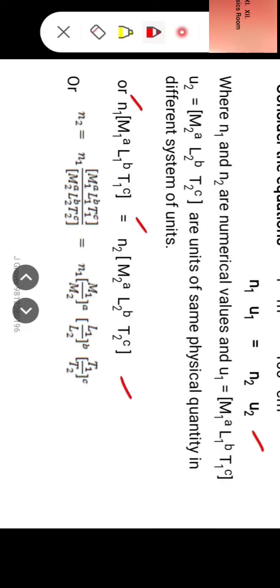From this equation we can calculate the value of N2, which is equal to N1 into M1 raised to power A, L1 raised to power B, T1 raised to power C, divided by M2 raised to power A, L2 raised to power B, T2 raised to power C, and it is equal to N1 into (M1 by M2) raised to power A into (L1 by L2) raised to power B into (T1 by T2) raised to power C. Thus we can calculate the numerical value in system 2 using dimensional equations.